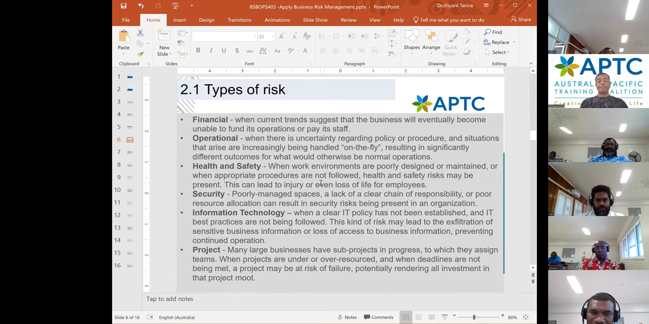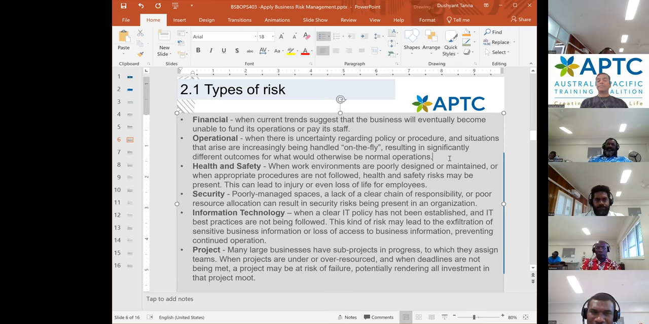Types of risks. It can be financial. We know financial risk very well. Operational risk is when there's uncertainty regarding policy or procedure, and situations that arise from unforeseen circumstances, resulting in a significantly different outcome from what would otherwise be expected. Health and safety, the biggest risk.